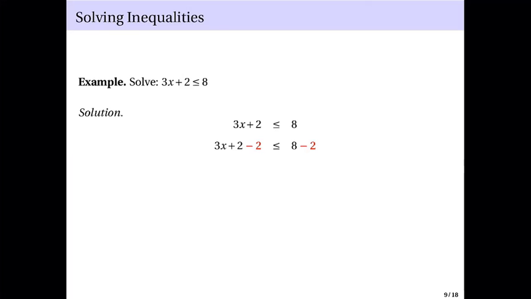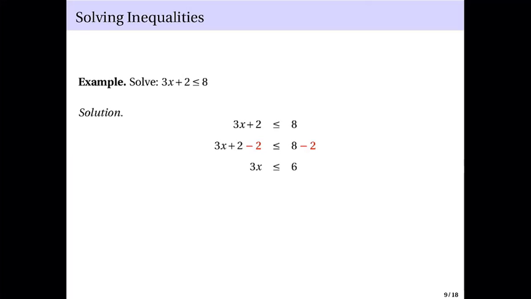So if we simplify this, we have here 2 minus 2. That becomes 0. So on the left-hand side, we just have 3x. On the right-hand side, we have 8 minus 2, so we get 6. So we just simplified.